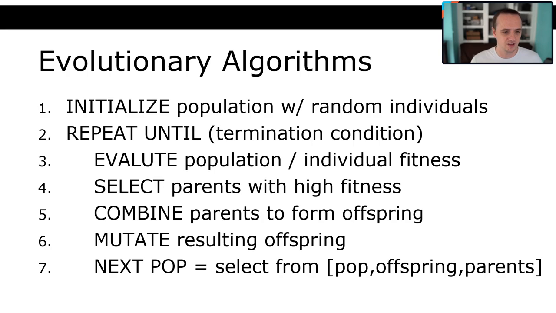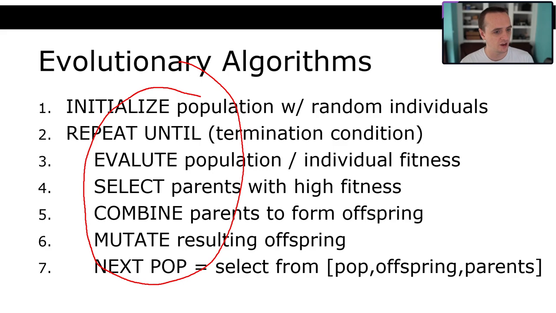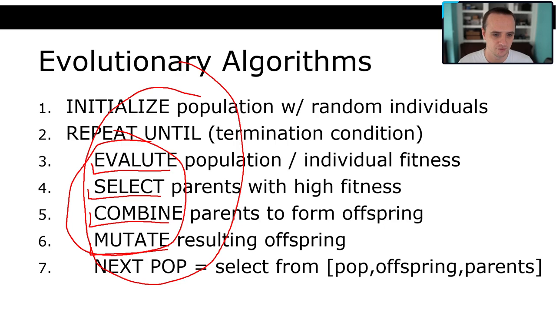Repeat until we have some termination condition after we've initialized a population with random individuals. We evaluate the population, give them fitnesses, select parents with high fitness, maybe with roulette wheel selection, combine the parents to form offspring using our crossover, mutate the resulting offspring, and then form a next population. And this sort of pseudocode, that's what you'll be given for assignment 4. What you have to do is implement evaluate, implement select, implement combine, implement mutate. So these are the 4 functions that you're going to be writing for assignment 4. And I think you'll have fun doing that.